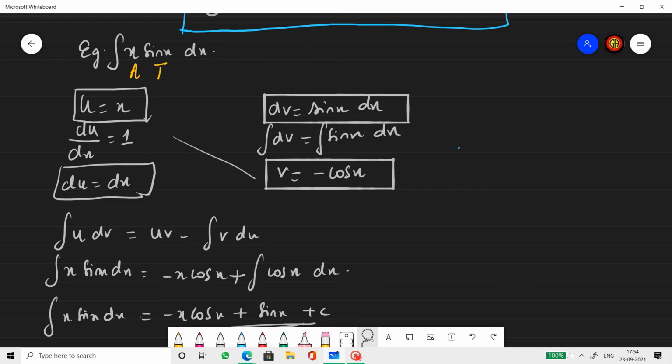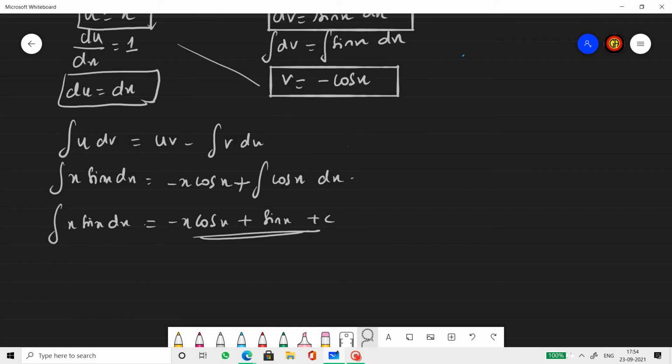u equals x, du by dx equals 1, du equals dx. dv equals sin x dx, so v equals integration of sin x, which is minus cos x. Then apply the formula: integration of u dv equals uv minus integration of v du. u is x, dv is sin x dx. Using u we found du, and using dv we found v. Put them in the formula in the respective places. You still have to integrate this term, and with that the sum is over.